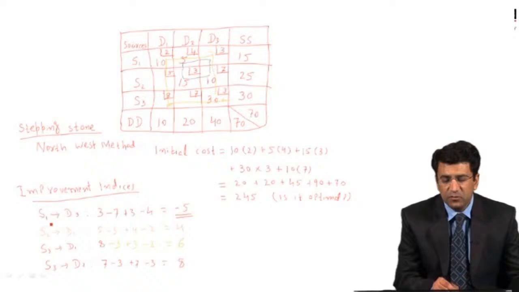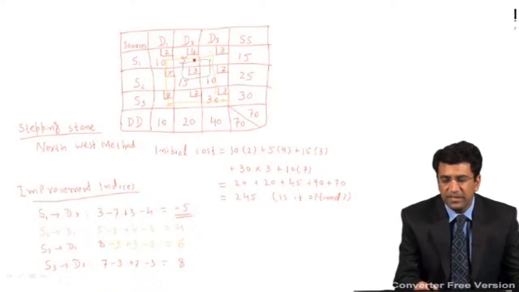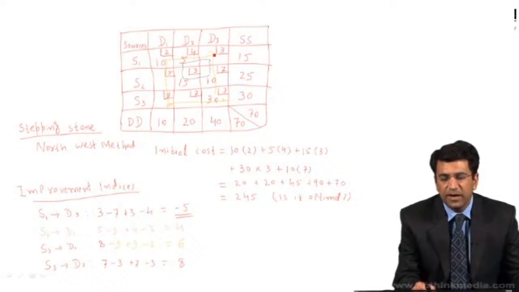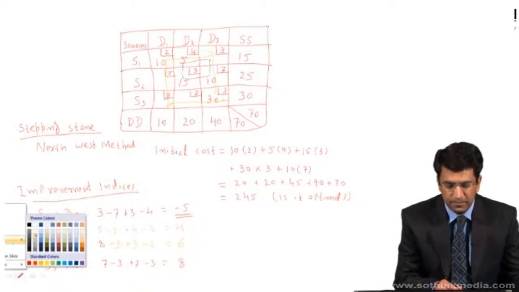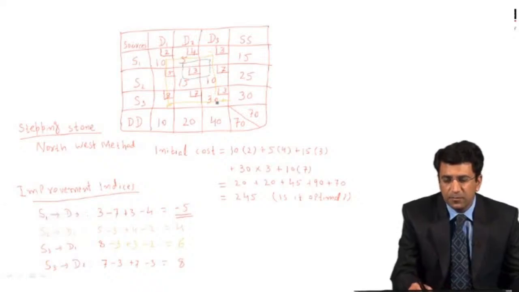You can see that the loop for S1 to D3 was 3 minus 7 plus 3 minus 4. Now suppose that particular value is theta, which is going to be subtracted and added in this particular loop. Now class, again suppose this is theta which is being added here in this particular column.